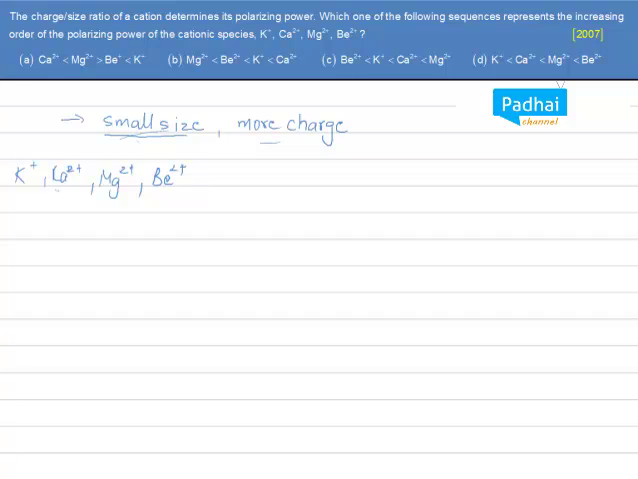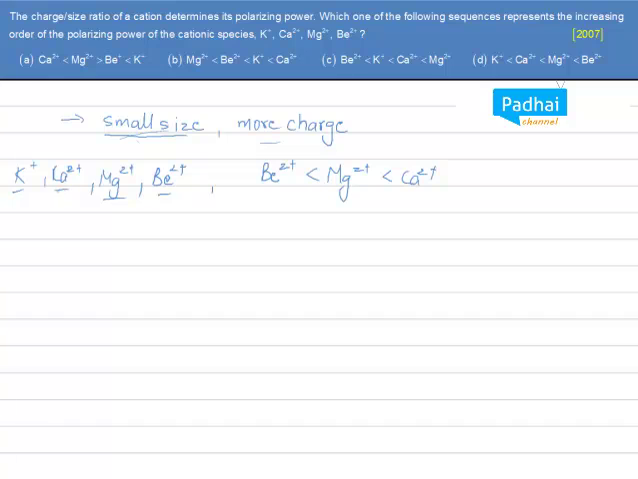Now these three, Ca2+, Mg2+, Be2+, belong to the same group, and beryllium is at the top. That means beryllium will have the smallest size, then magnesium, then calcium, right? So beryllium will have the minimum size, then magnesium, then calcium, right?